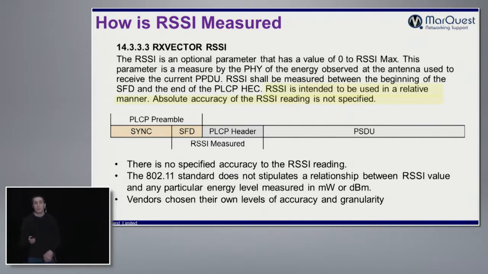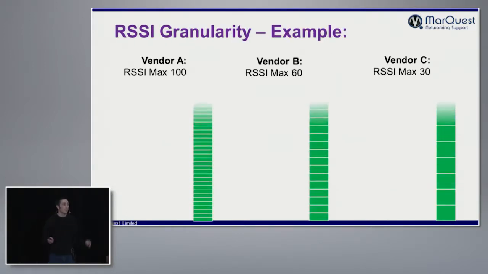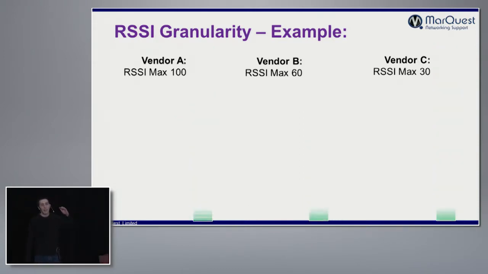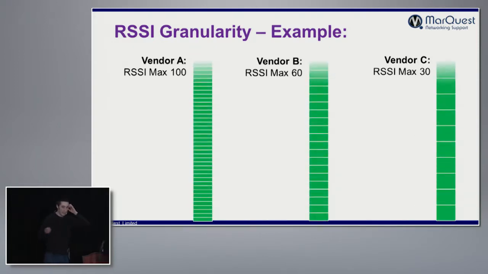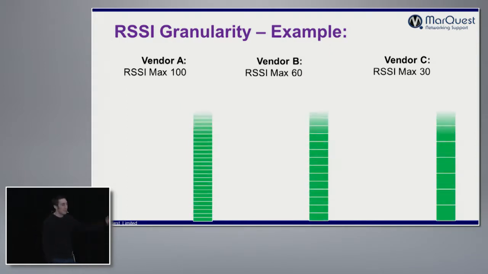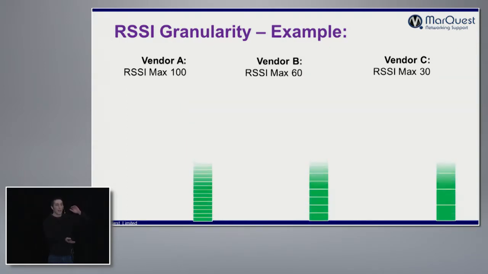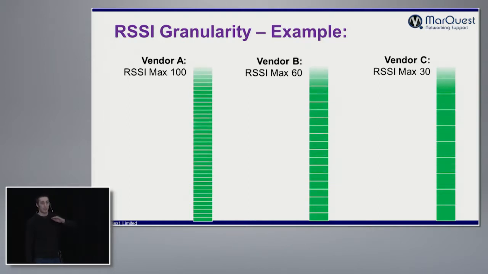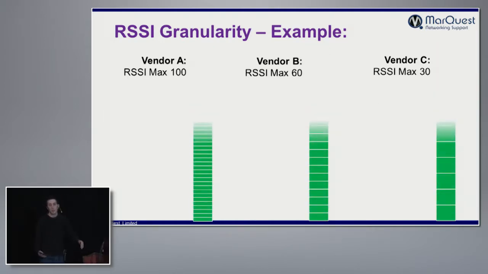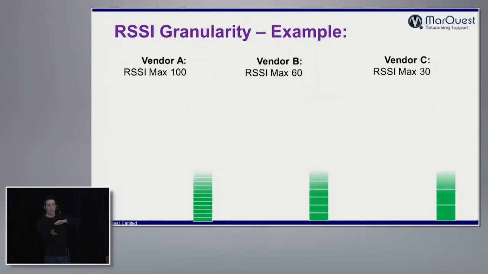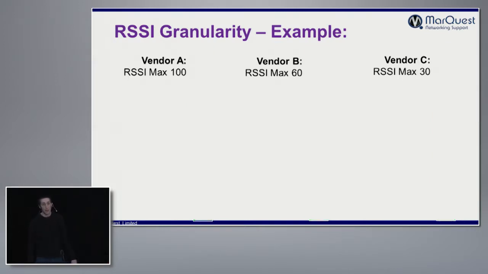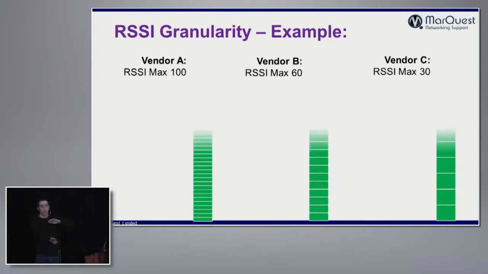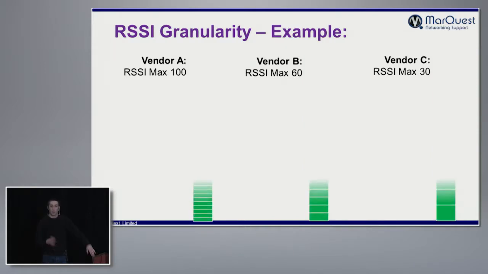If we look at the granularity first of all, think about how a vendor actually measures RSSI. I've got here vendor A, B, and C. These are actually taken from real vendors, but I decided not to put the vendor names up. Each vendor has a range of where it can measure signal. It can only measure signal levels at set levels. So vendor A, for example, can measure 101 different signal levels. It can go from 0 to 100, so 100 is its RSSI max. Vendor B can measure, say, 60 different signal levels. It's actually 61 because it's from 0 to 60. Vendor C, 31 from 0 to 30.